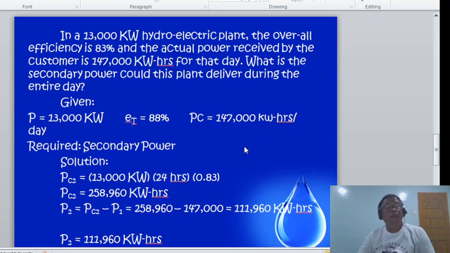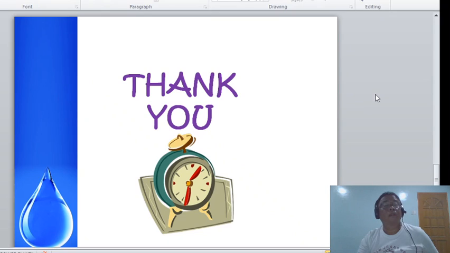So now here, 13,000 times 24 hours of operation, multiplied by the efficiency, so that is 258,960 kilowatt hours. Now we have the actual energy received by the customer, 147,000. Subtracting the two, we have 111,960 kilowatt hours. Therefore the secondary power is 111,960 kilowatt hours.